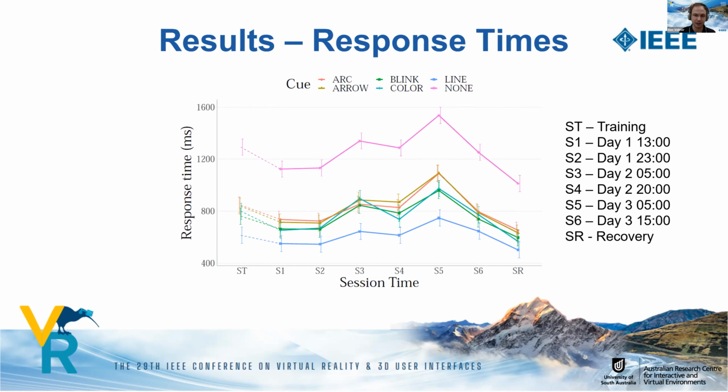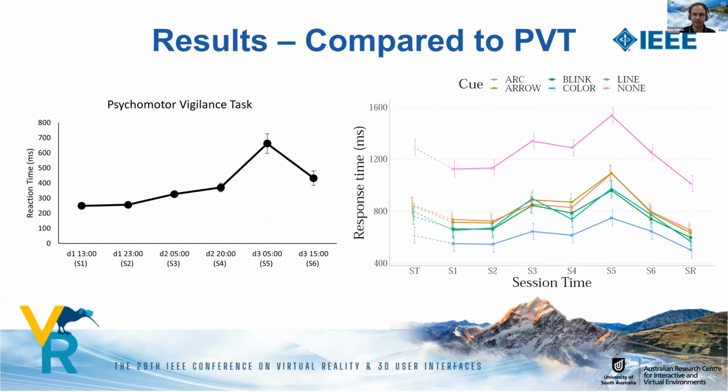Comparing the predictive cues themselves, we note that all cues retain faster response times than having no predictive cue, and line also has significantly faster response times than all other predictive cues throughout the entire experiment duration. Compared to the PVT results, we can again see the impacts of the early morning sessions, and these results also show when the participants were most fatigued.